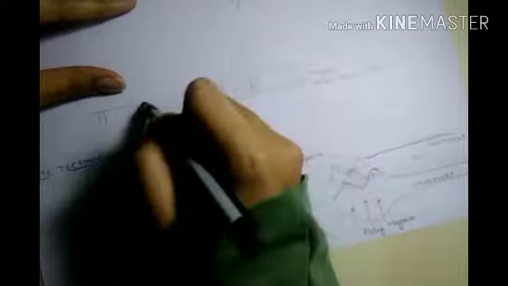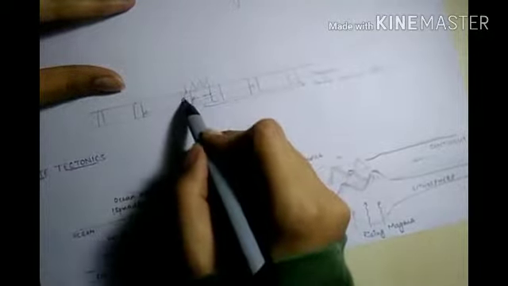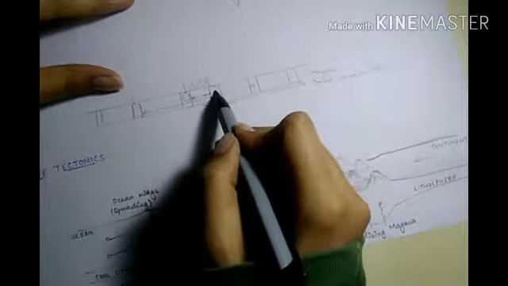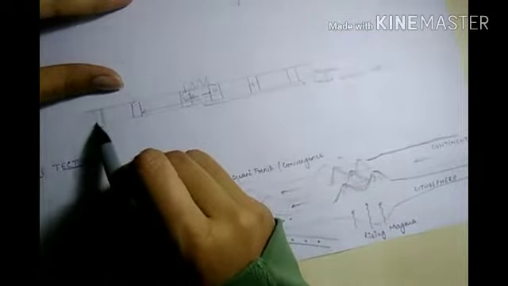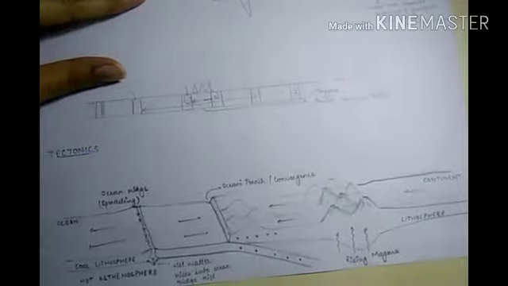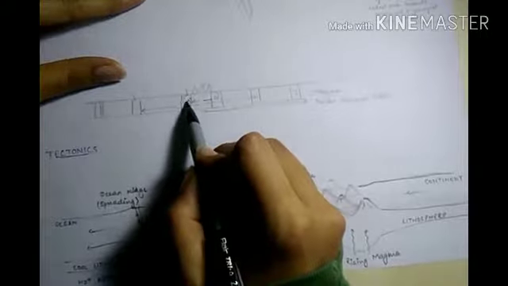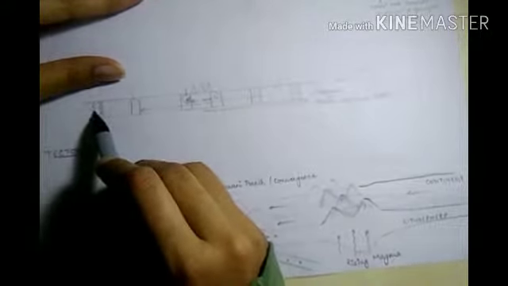Now how did they find that they are moving towards the continent? When they drilled these bands, they found that the rock near the ridges was the youngest, and the rocks farthest away from the ocean ridge and nearest to the continent were the oldest rocks. So these were the newest, and these were the oldest rocks.